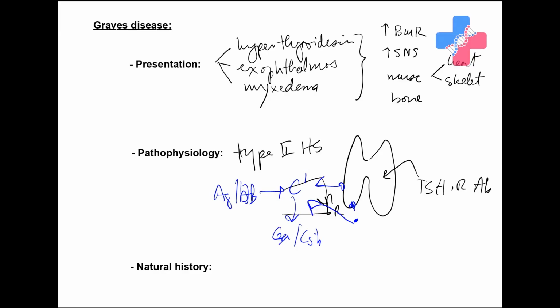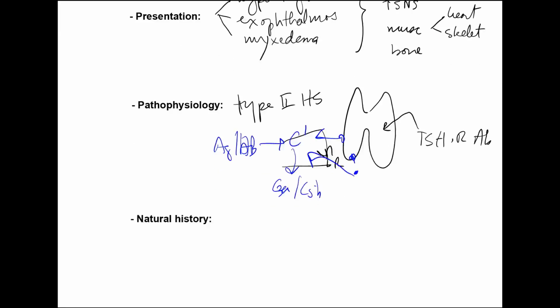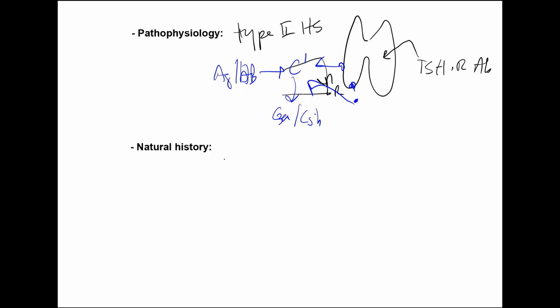The treatment for Graves' disease really depends a lot on what country that you live in. If we talk about the US, we tend to use gamma-emitting iodine, I-131, and that destroys the gland by radiation, and then you replace with Synthroid.